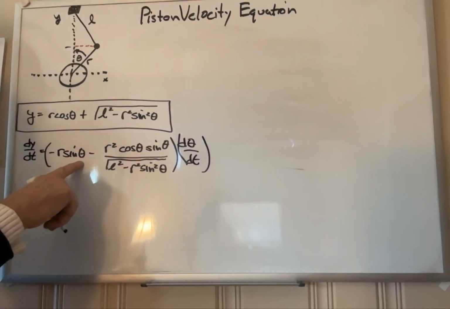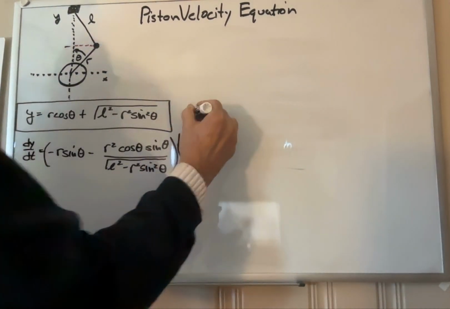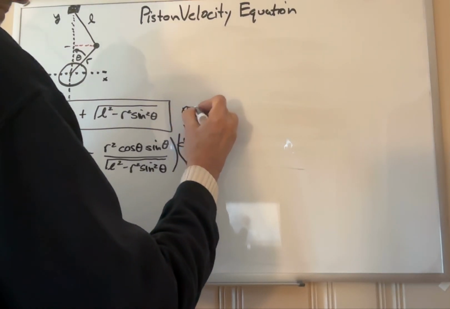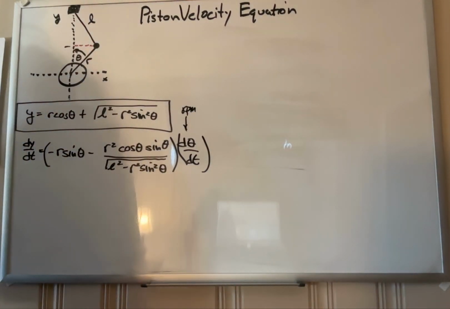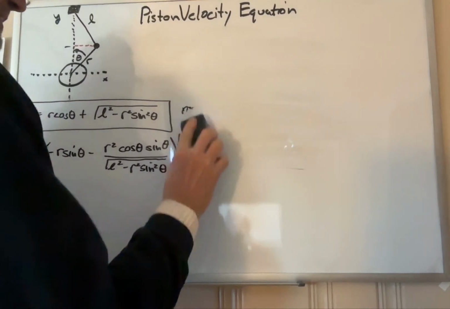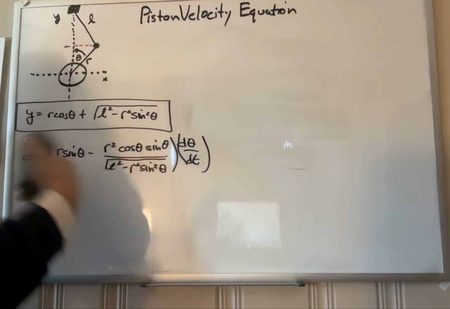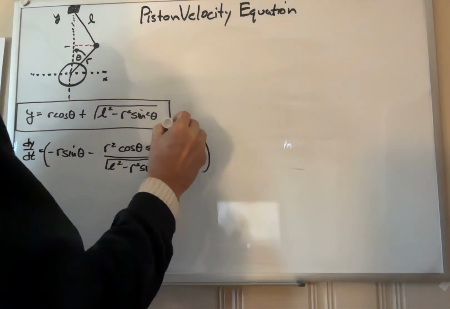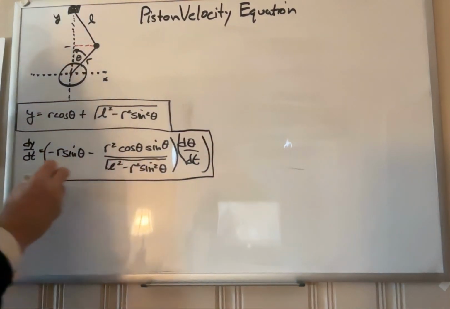Because you have a d theta here and you have a d theta on this side, you factor it out, d theta dt. Now don't forget, this is basically your RPM or RPS, revolutions per minute or revolutions per second, whatever the case may be. That's what this particular piece is right in here. So that's basically our RPM times this thing. So this is the equation that's going to tell you the velocity of the piston.